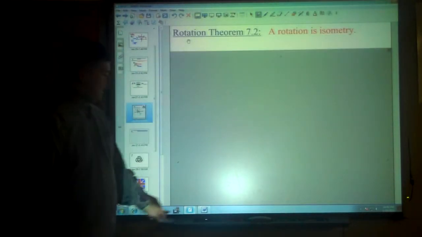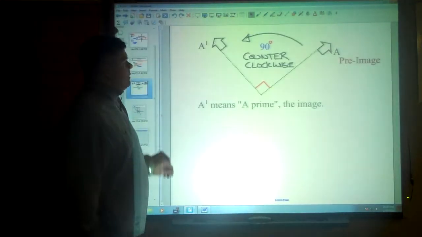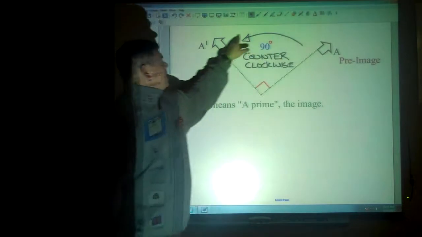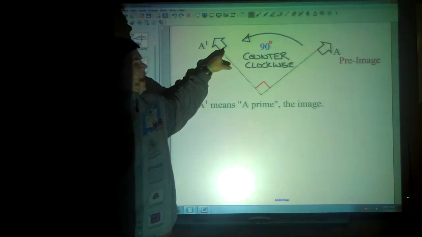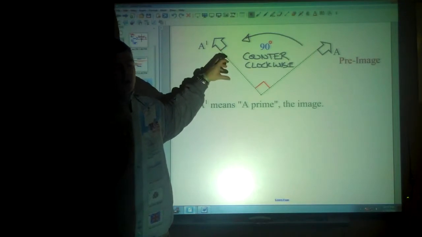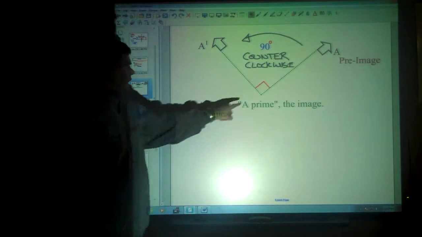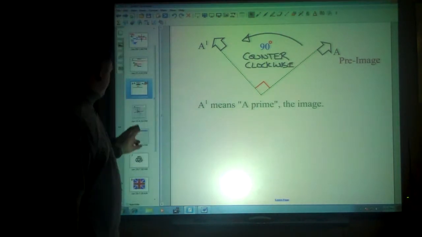Now, the theorem of rotation means it is going to be an isometry. If you look at these shapes, nothing happened to alter its size, nothing happened to alter its shape. It's not twisted, deformed, enlarged, or shrunken down. It's the exact same object, just in a different location, rotated about this fixed point right here.